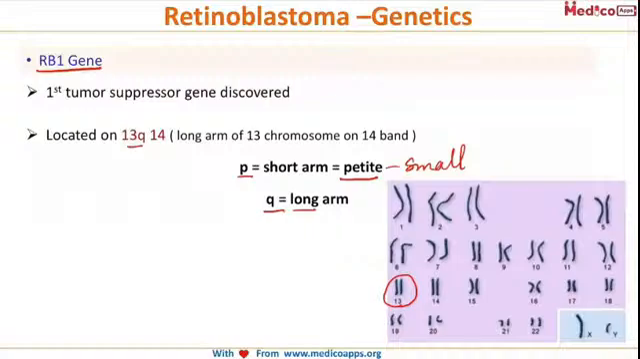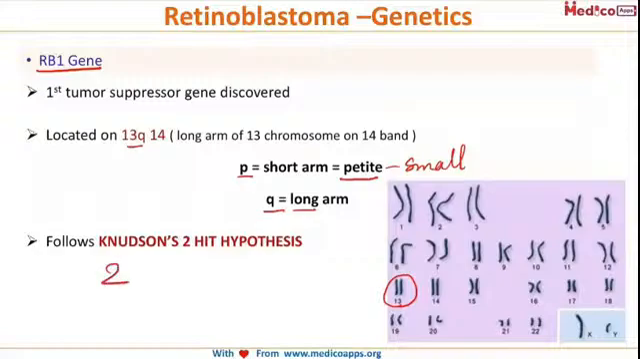And this follows Knudson's two-hit hypothesis. Okay, Knudson's two-hit hypothesis says that there need to occur two hits for the mutation to take place in the RB gene, for the tumor suppressor gene to convert into a tumor causing gene. Knudson's two-hit hypothesis says that it needs to occur in 2 steps.